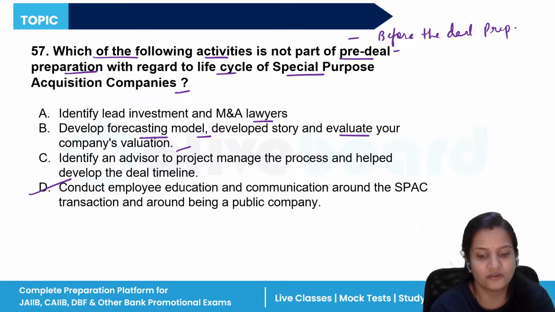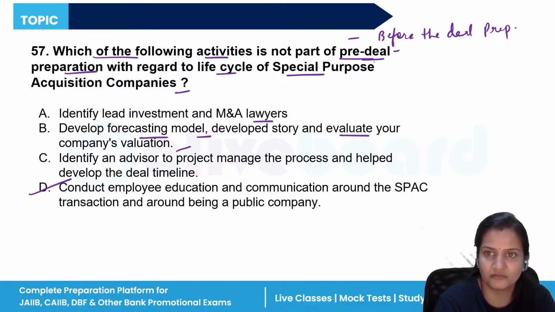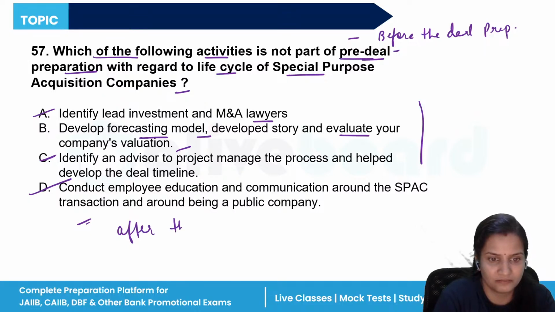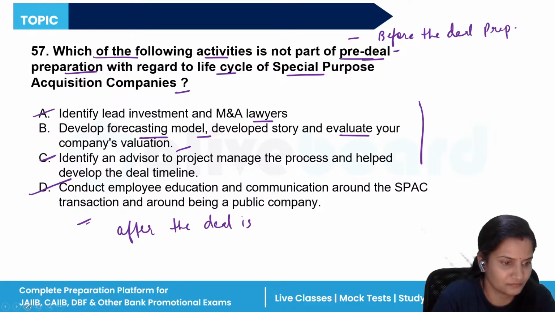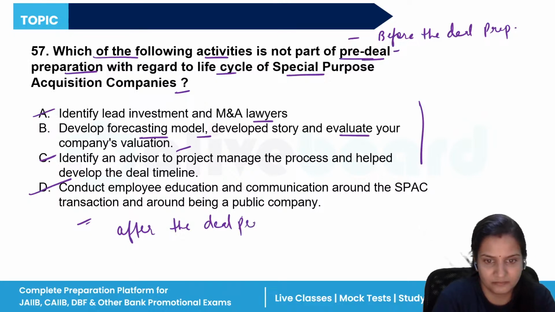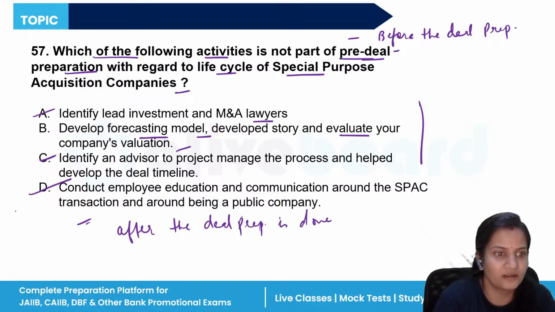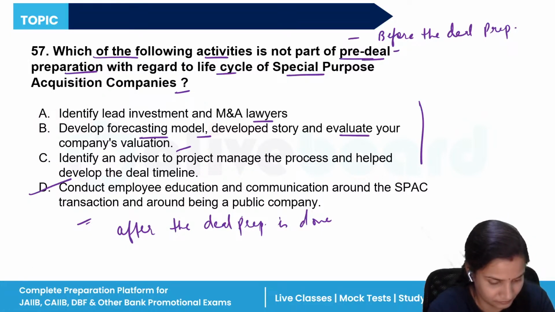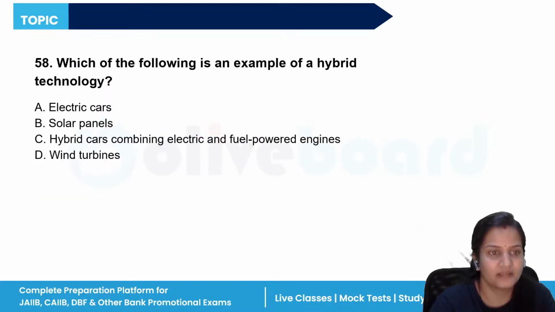So it is being asked which one is the activity which does not take place before the preparation of the deal. All the activities take place before the preparation of the deal, except this one, which is after the preparation of the deal. After the deal preparation is done, the deal is being closed. So option D will be the correct answer. Clear? Okay, let's move to the next question.